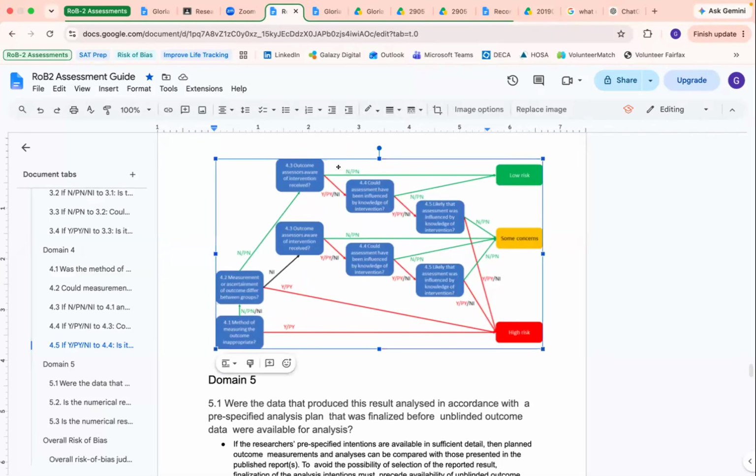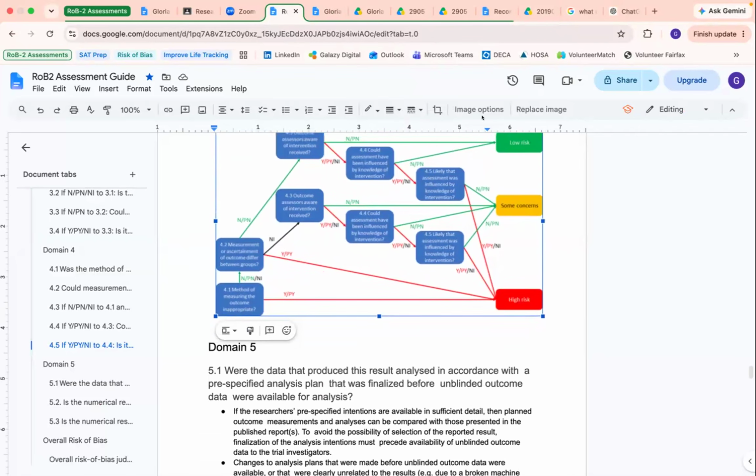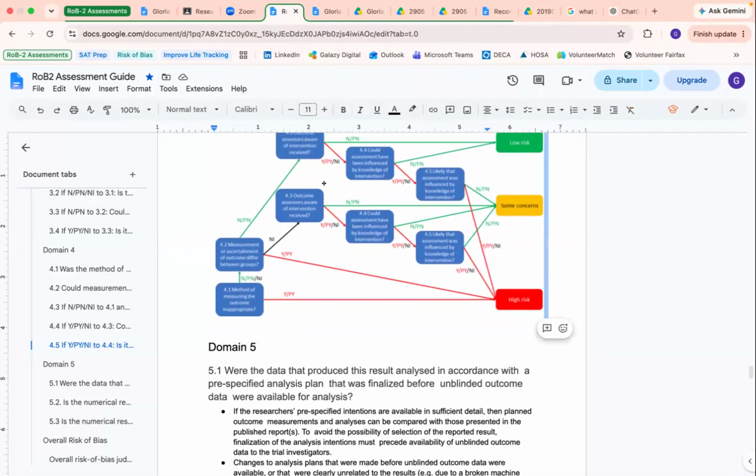I don't know if I can. 4.4. No, just put your mouse over it. Yeah, like circle. Yes, yes. Everybody see 4.4? Could assessment have been influenced by knowledge of intervention? And because we said no, that actually brings it back up to being low risk.